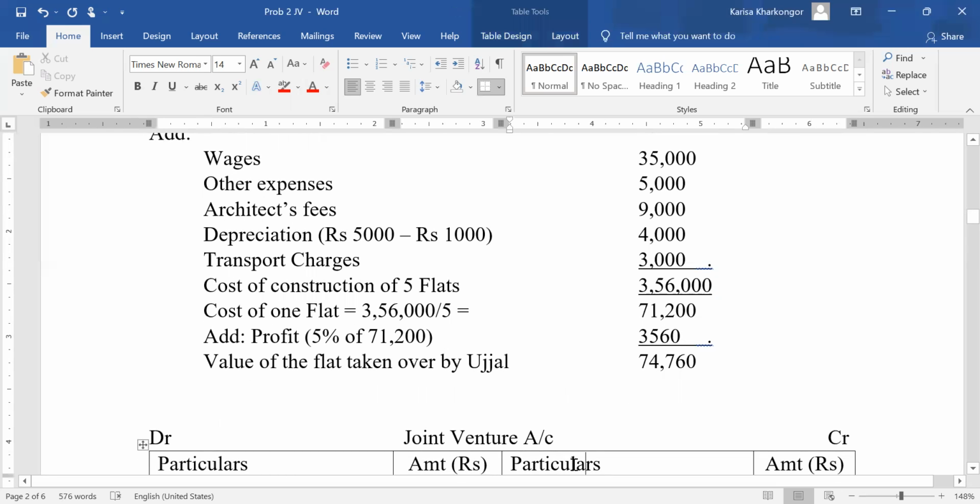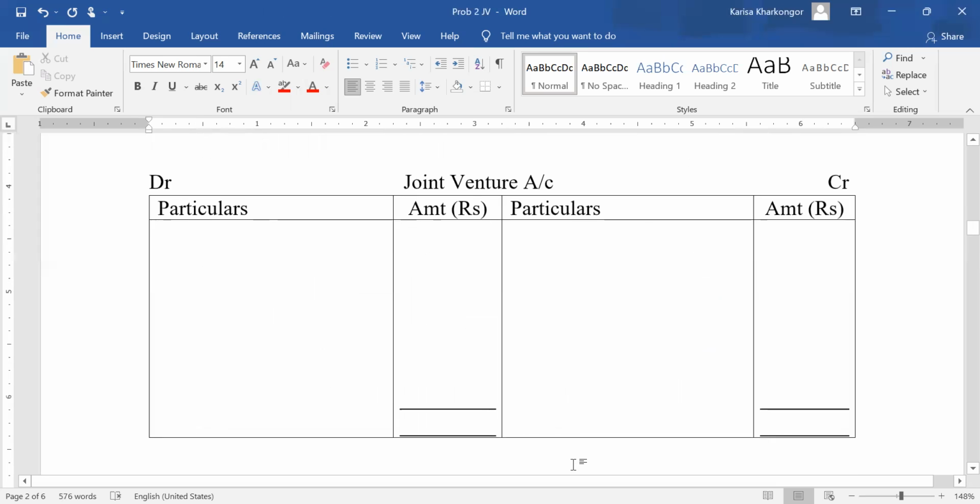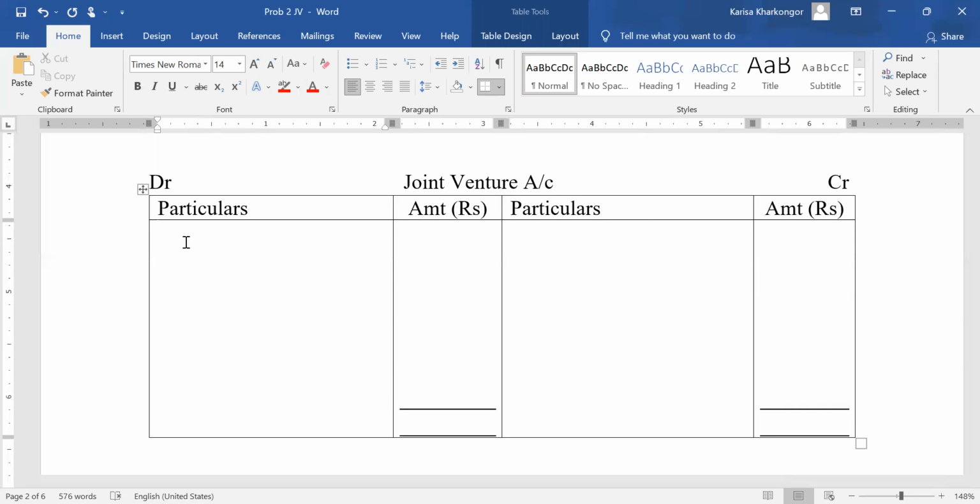So now we can move on to prepare the joint venture account. The joint venture account is a nominal account where we debit our expenses, purchases, and losses, and we credit incomes and gains. So we'll start with the expenses made out of the joint bank account.